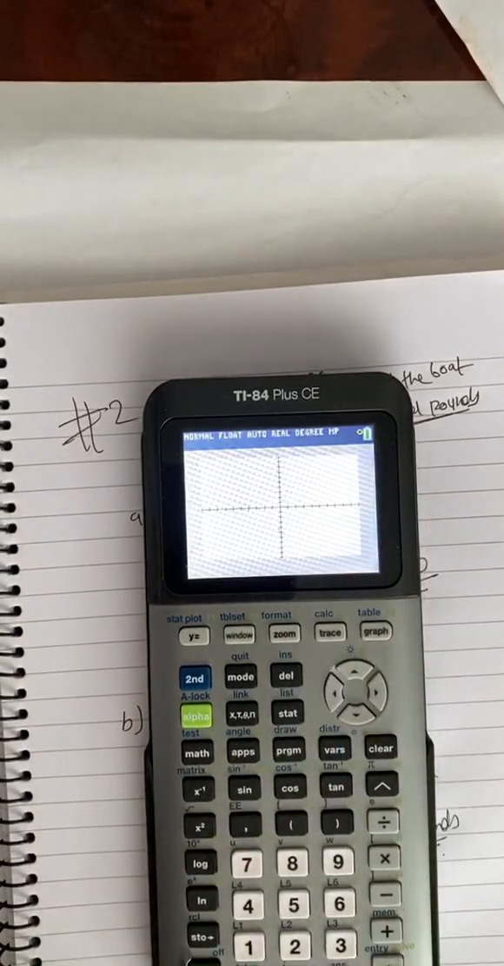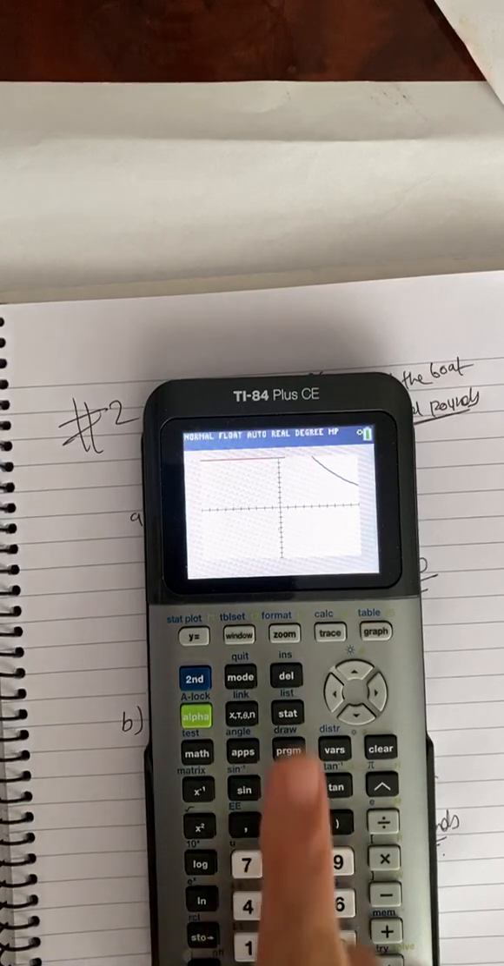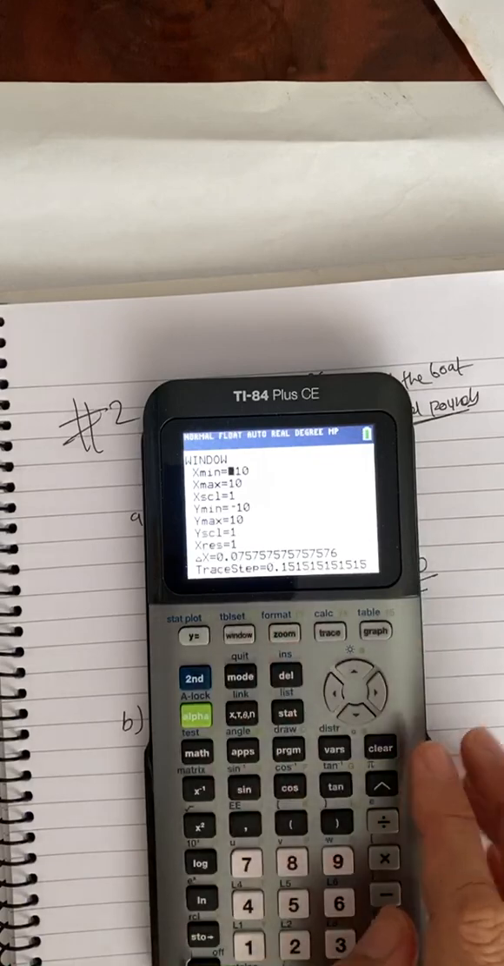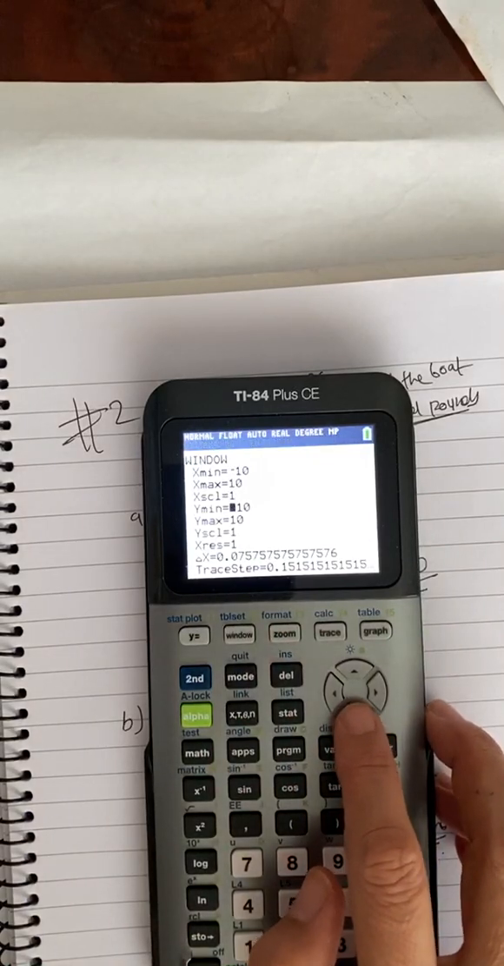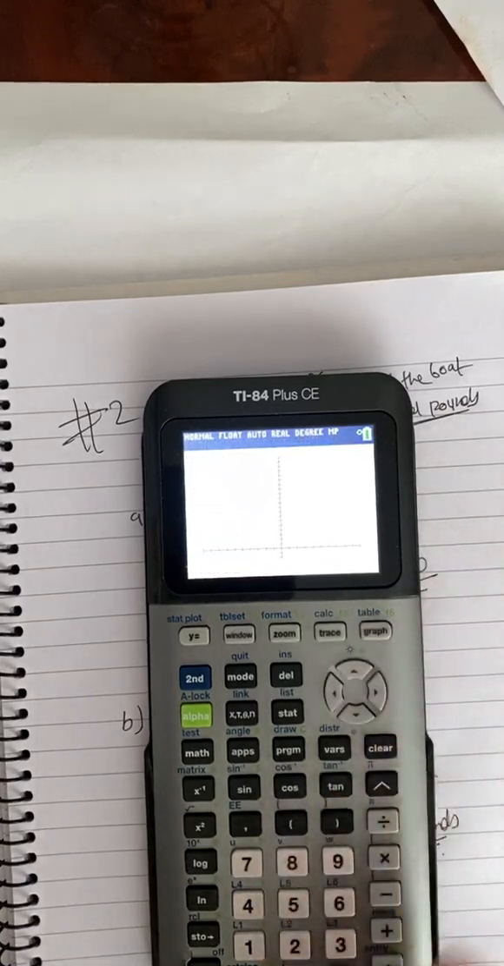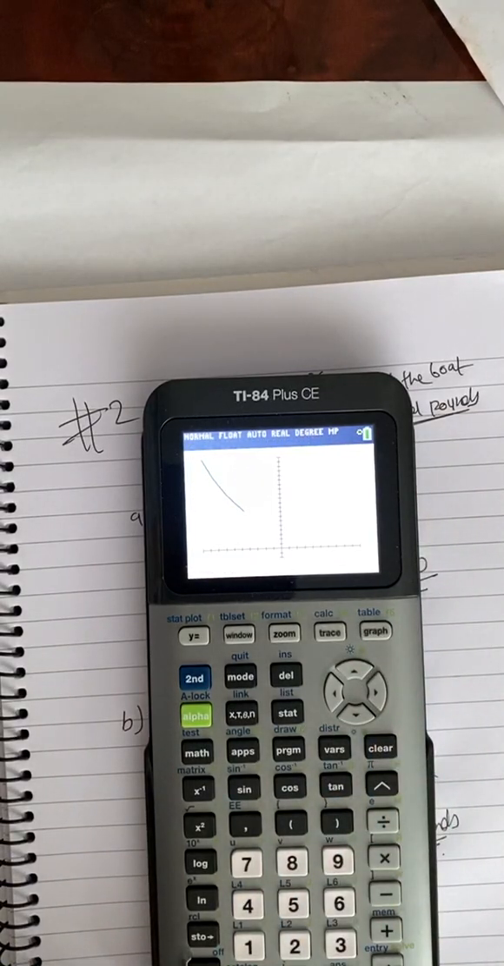If I graph it, from the graph I can find the point of intersection. It looks like I have to change the window setting on the y-axis. Let's say y maximum here is 100, and I'm going to change this to 5. Let's see if we can see it clearly. It's much better. And then I will find the intersection point in exactly the same way.